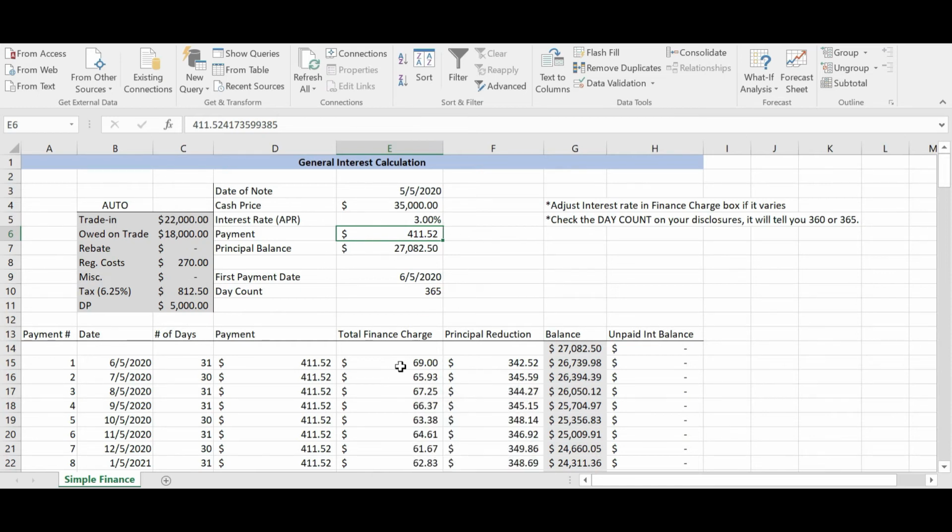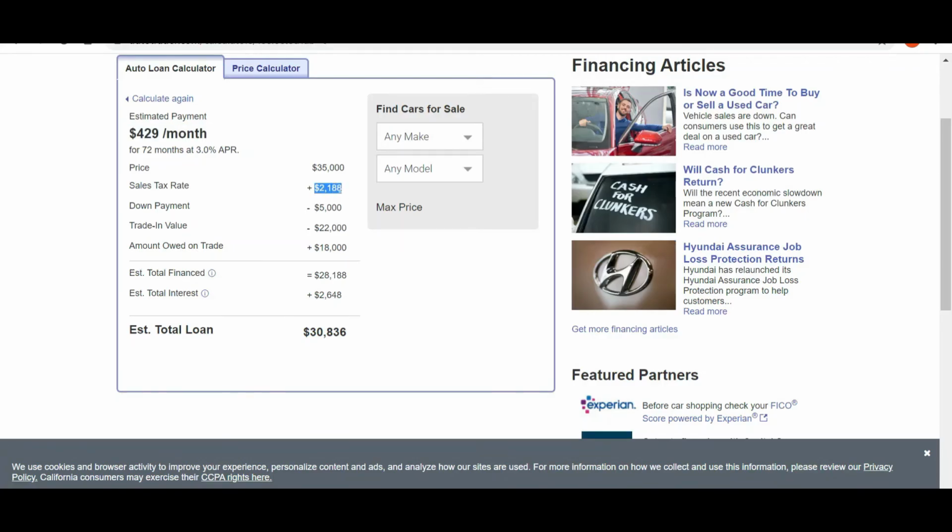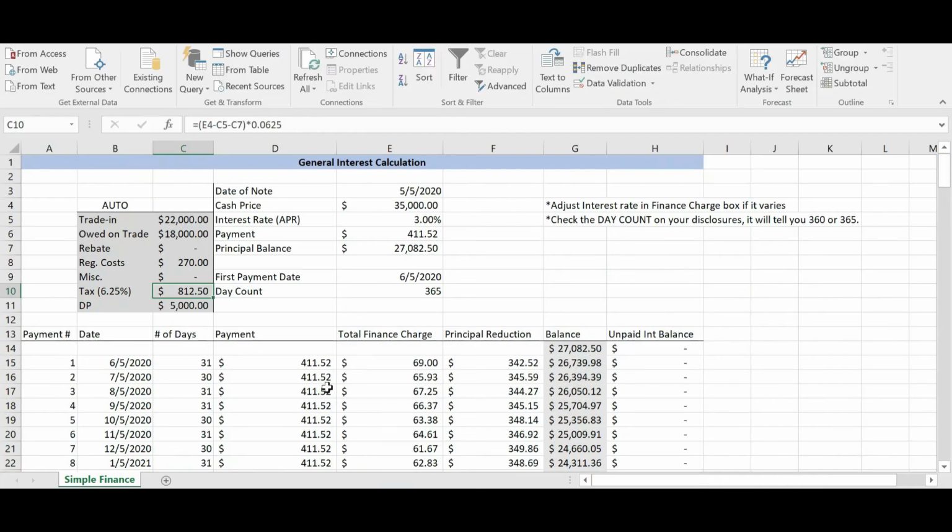And the big difference is going to be here with the sales tax. You'll notice my sales tax is only 812 bucks, but on here it's saying 2,188. Well, that's because it's not subtracting your trade-in amount. So that's going to be the main difference with a lot of these online calculators. But then when I go back and add in registration cost, it works back towards the Auto Trader's number that it spit out. So otherwise it would have been even less.